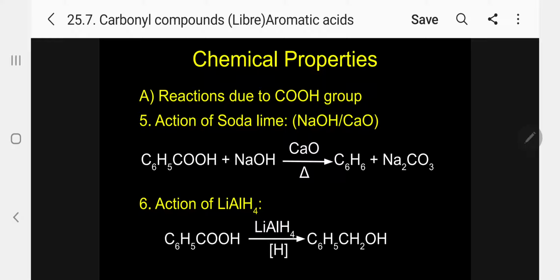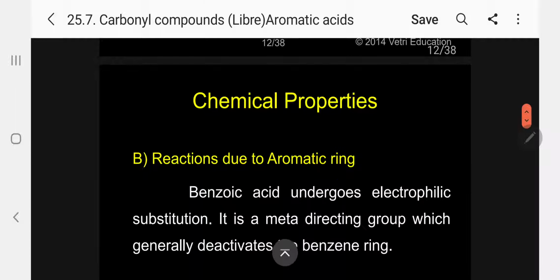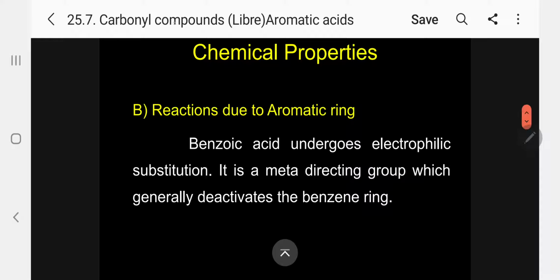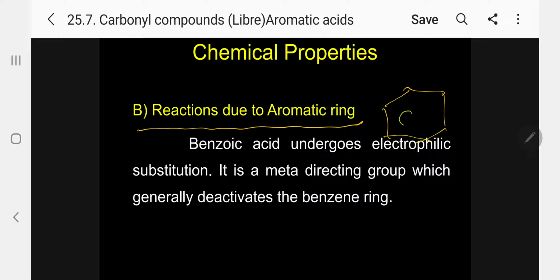Kindly follow. So far, what I have discussed is the reaction due to the carboxylic group. Now let me concentrate on the reaction due to the aromatic ring. In benzoic acid, we have the COOH group. This is a meta-orienting group, that means an electron-attracting group. It attracts electrons from the ring, so it is deactivating the ring.